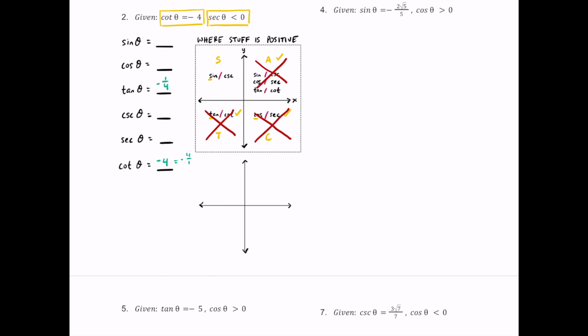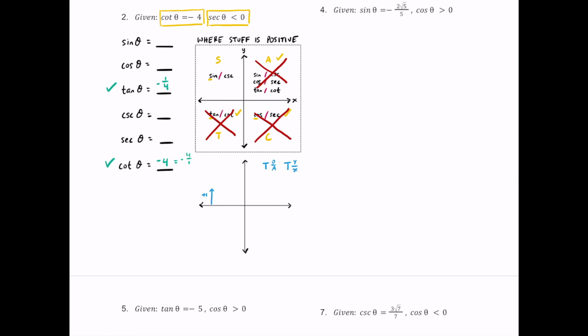So while we were originally given this cotangent of theta, I prefer to use tangent of theta instead. So if we're going to write this, we know tangent of theta is going to be -1/4. So what's the ratio for tangent of theta? Tangent is going to be opposite over adjacent, also known as y over x, right? So we know the y coordinate and the x coordinate have to be 1 and 4. So up and down, we know it's going to be 1.